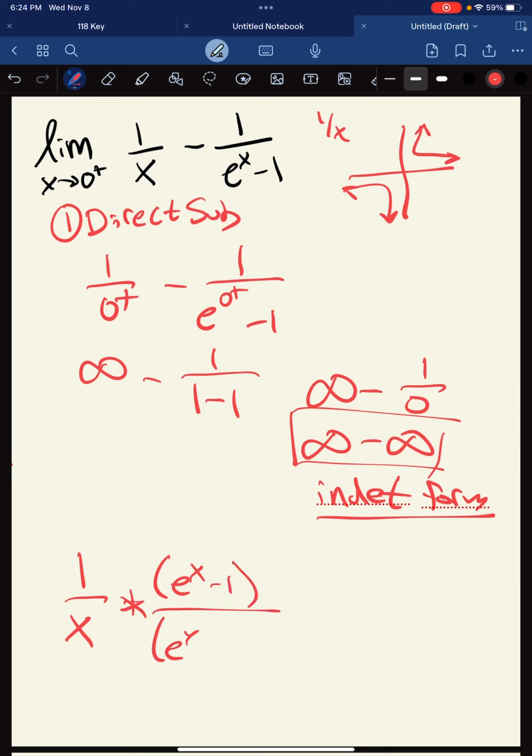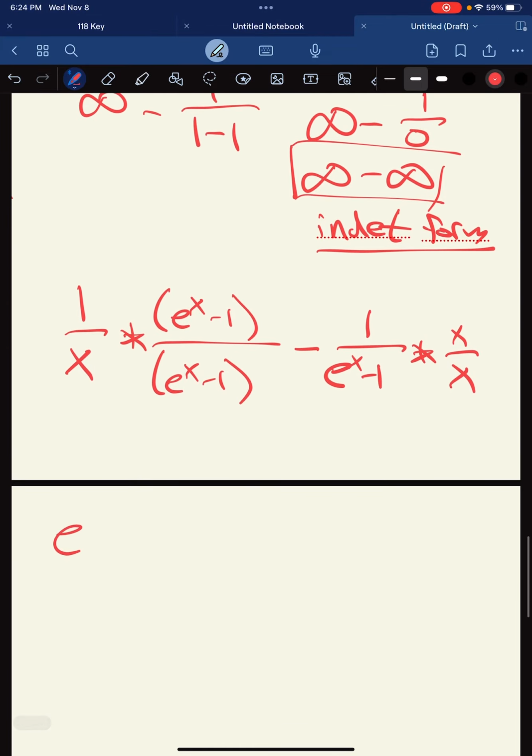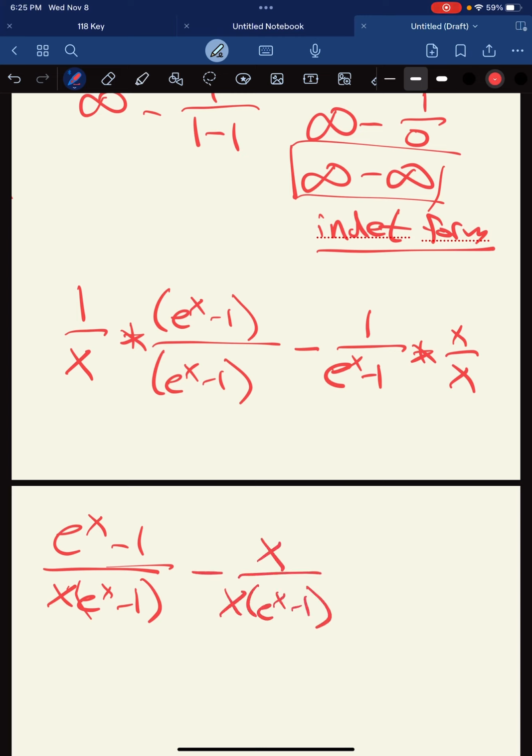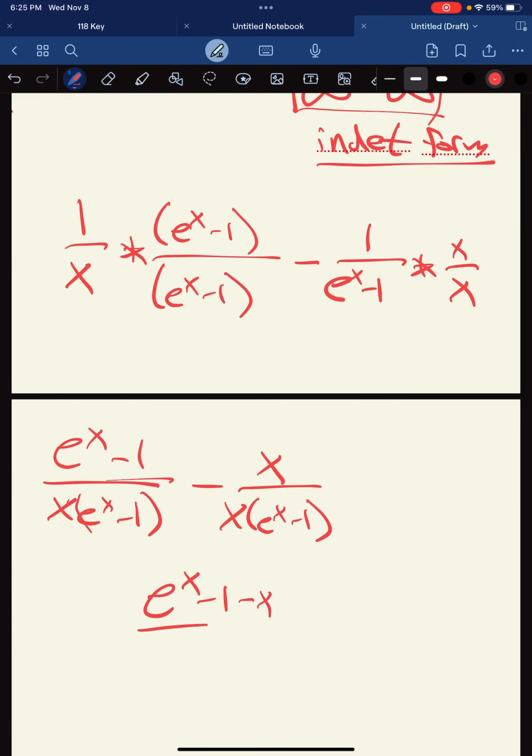So we multiply 1 divided by x by e to the x minus 1 divided by e to the x minus 1, and then we subtract 1 over e to the x minus 1, and then multiply that one by x over x. And so this is going to give us a like denominator. We get e to the x minus 1 divided by x times e to the x minus 1, and then minus x over x times e to the x minus 1. And so now we can combine both of those. We get e to the x minus 1 minus x all over x times e to the x minus 1.